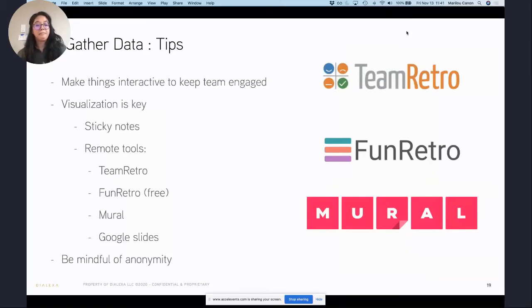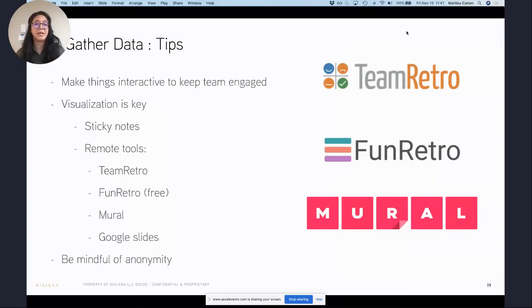It's just helpful because people can see a bird's eye view of, okay, there's a lot of positive stuff going on. Maybe things weren't so bad, or, oh my gosh, I'm seeing a lot of red sticky notes. We need to talk about something.